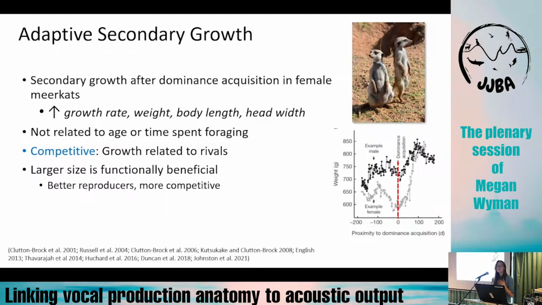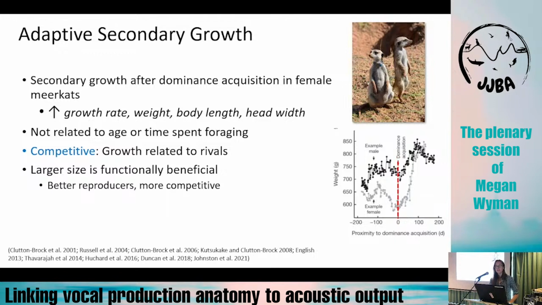So as I mentioned, females show adaptive secondary growth. After a female gains dominance, she increases in her growth rate and her weight and her body length and her head width, so she gets bigger. We don't really see this in males in the same way. This is a graph of it over here. The female is in gray, and 0 point is when she becomes dominant. This is weight data here, and then all of a sudden it spikes up in females after she becomes dominant. It does increase in males, but if you look across numerous dominance change instances, this increase is not significant. So it's not related to age or time spent foraging, this increase in weight.